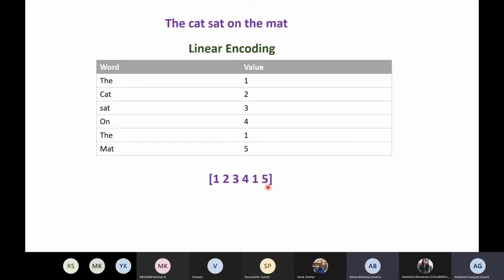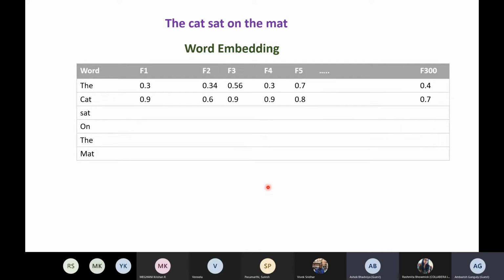So the problem with this is that it has got no meaning as such. The words come in and you just assign them vectors. There is no relation between the words. So that is not a great thing to do. So the next thing that people have done is called word embedding.